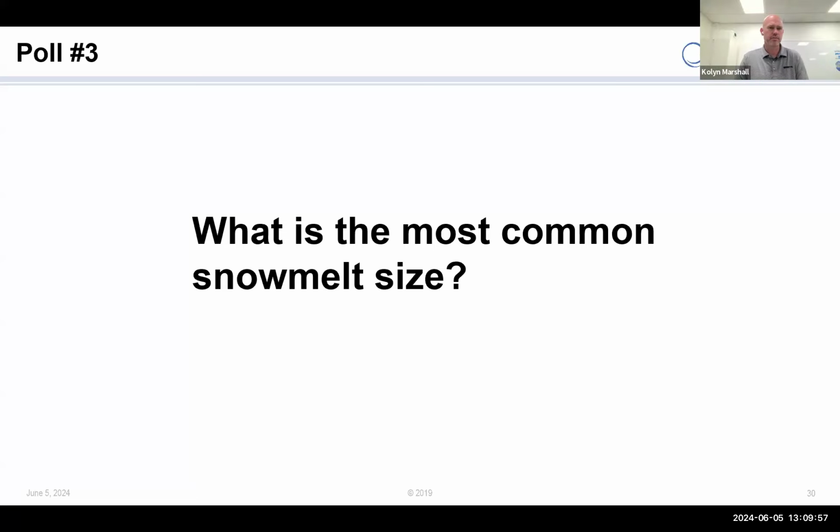Snowmelt systems tend to be smaller than they are bigger. Ironically, people think of snowmelt being huge, and they're not. They're usually very point of use, very specific areas.